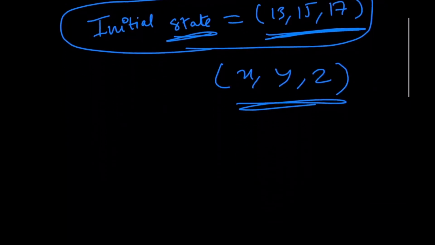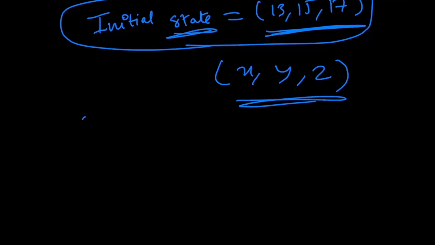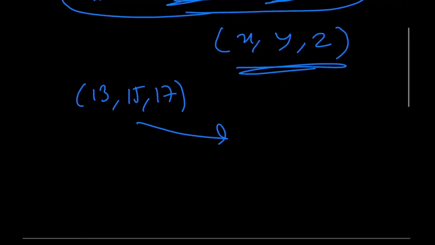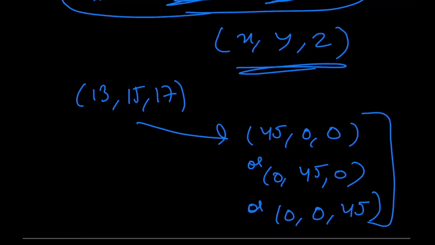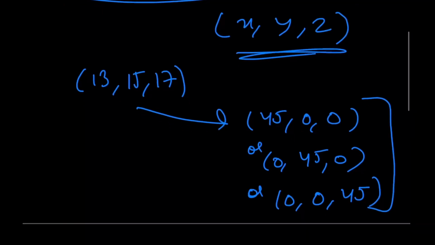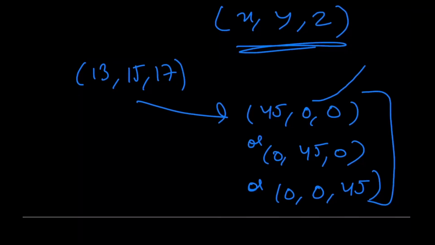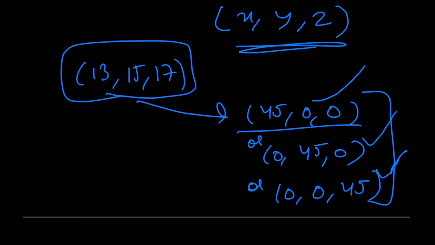So basically the question is that we've been given the initial state of 13, 15, 17, and we have to reach one of the three final accepted states, which look something like this over here. Each state denotes that we have all the 45 fruits of one particular kind. Over here, it's 45 apples. For this case, it's bananas. And for this case, it's 45 cherries, right? So we have to somehow start from this state and reach either of these three.